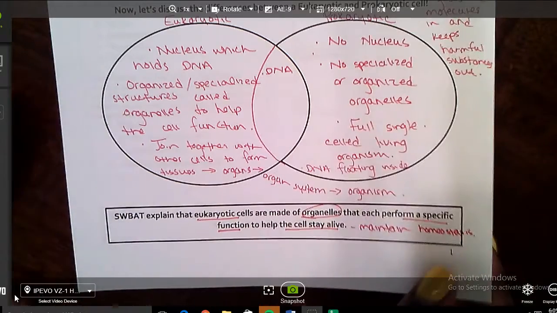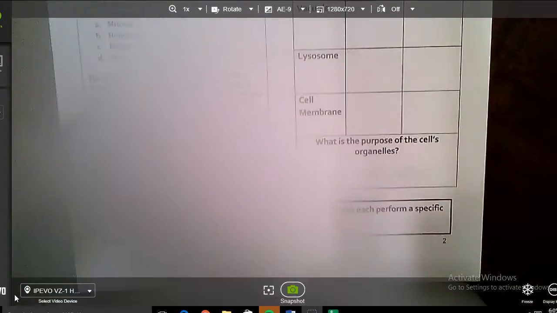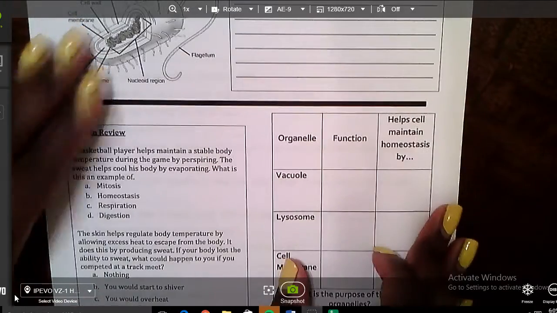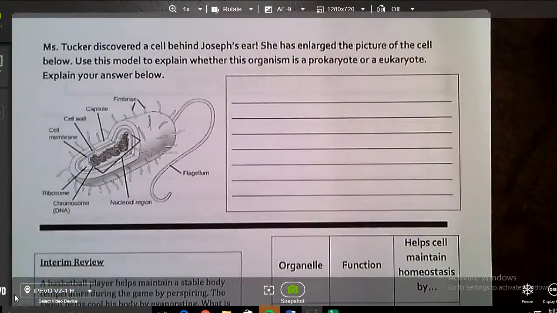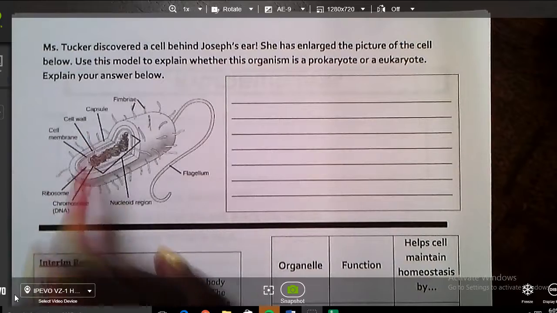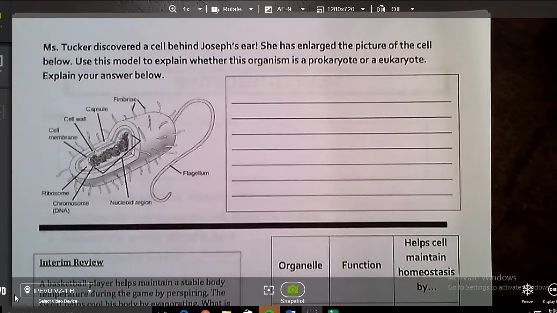All right, let's go ahead and turn the page. We need to pause, go ahead and do that. So let's take a look up here. Miss Tucker discovered a cell behind JoJo's ear. Ew! She has enlarged the picture of this cell below. Look at what was at JoJo's ear, guys. Disgusting. Use this model to explain whether this organism is a prokaryote or a eukaryote.